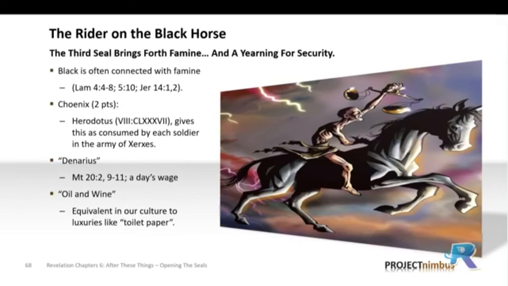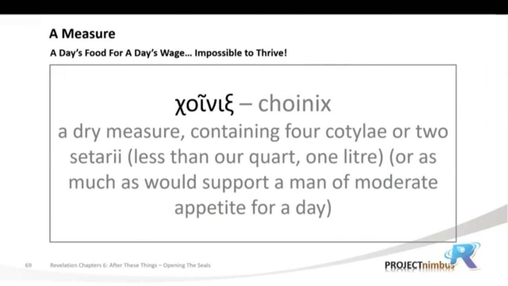Lamentations 4:4-8, 5:10, Jeremiah 14:1-2, especially written in times when Israel was under siege by the Babylonians. The word in the Greek there, choinix, is a dry measure containing four kotylai or two xestai. What that means is it's less than one quart; 1 liter is about the measurement that we're talking about here, okay? Or as much as would support a man of moderate appetite for a single day.